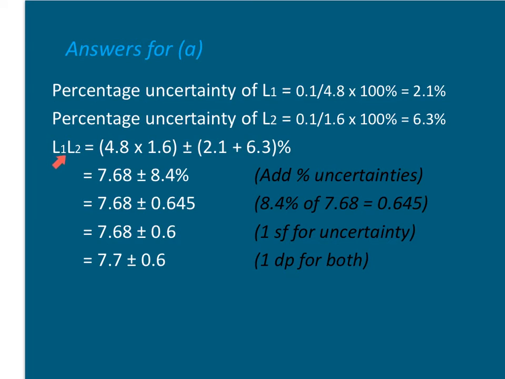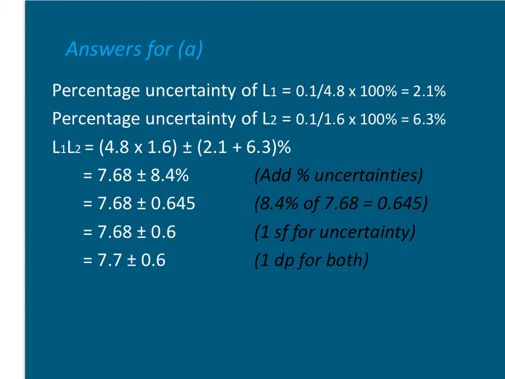Then you multiply L1 by L2, which is equal to 4.8 times 1.6. You just multiply the values together as per normal. And then for uncertainties, you add the percentage uncertainties. You don't multiply. And the value comes to that. The percentage uncertainty comes to that, 8.4%. Then you have to convert the percentage uncertainty back to absolute uncertainty.